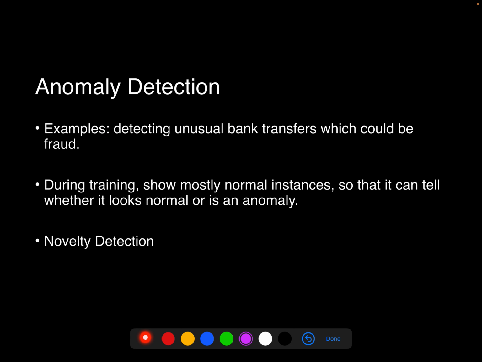Anomaly detection is one of the most practical uses of unsupervised learning. A classic example is detecting unusual bank transfers, which could indicate fraud. During the training phase, we show the system mostly normal instances, and because it learns what normal looks like, it can immediately flag anything that deviates from that pattern and label it an anomaly.